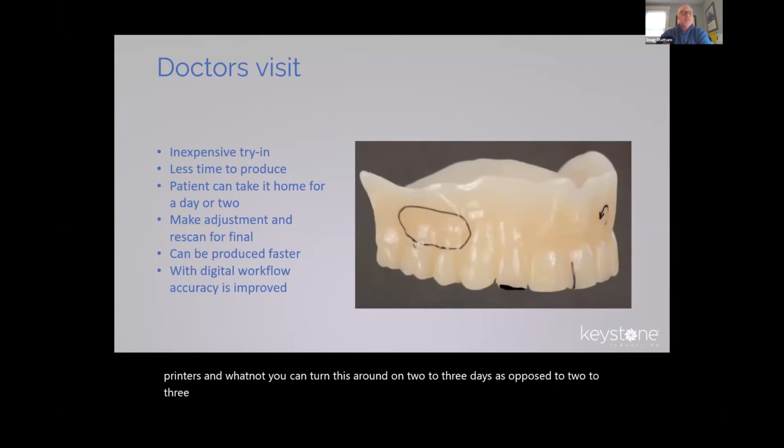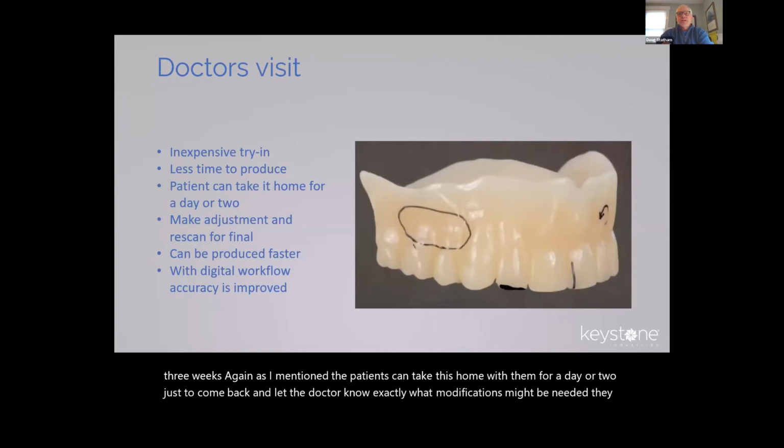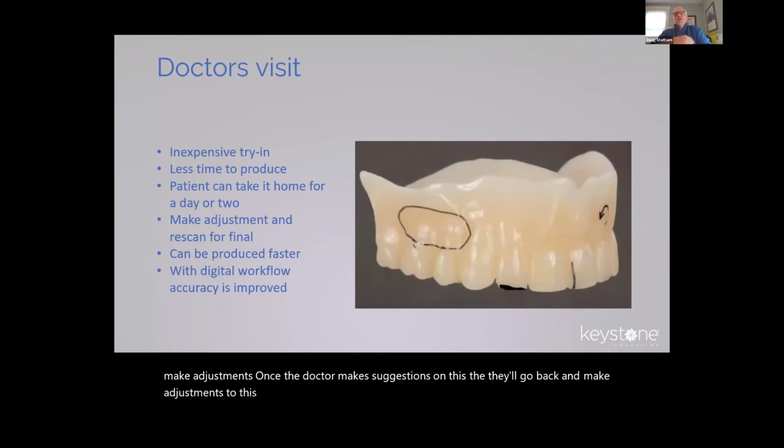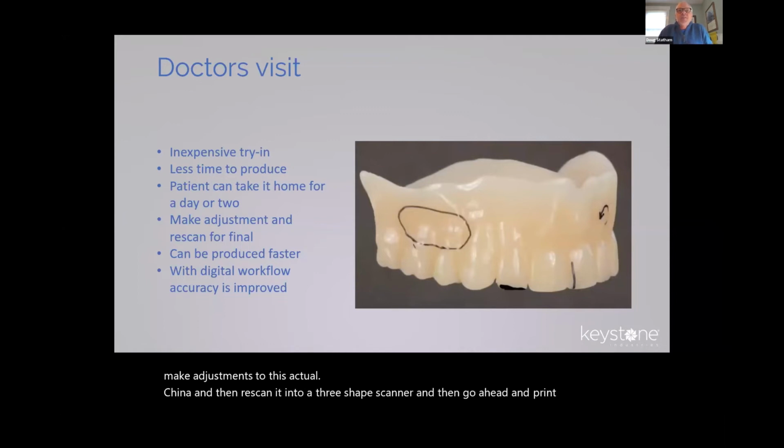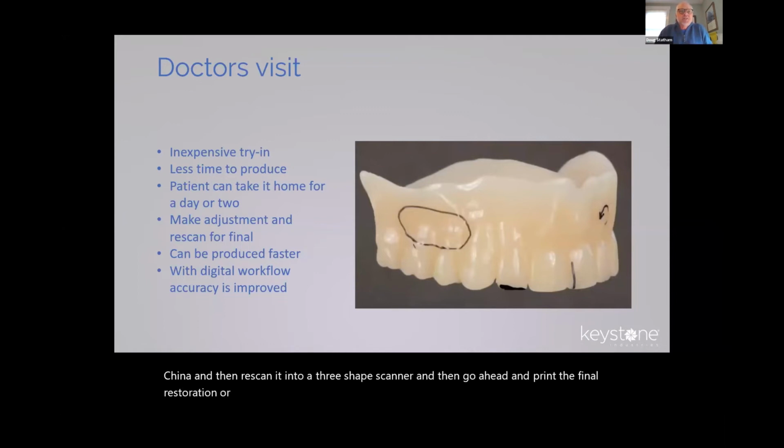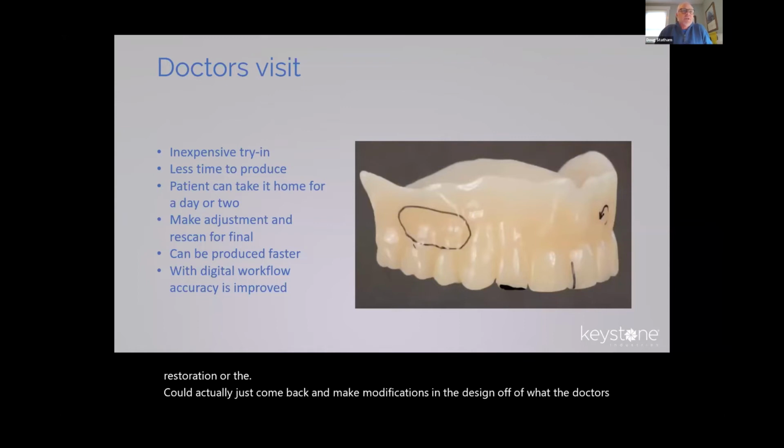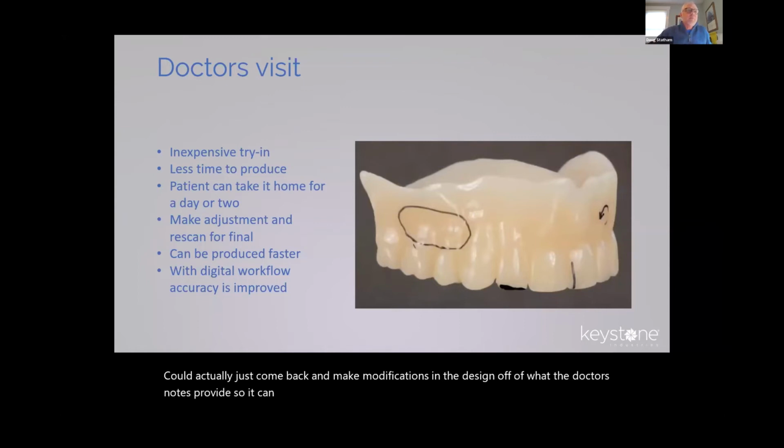Again, as I mentioned, the patients can take this home with them for a day or two just to come back and let the doctor know exactly what modifications might be needed. They make adjustments once the doctor makes suggestions on this. They'll go back and make adjustments to this actual try-in and then rescan it into a 3Shape scanner and then go ahead and print the final restoration. Or they could actually just come back and make modifications in the design off of what the doctor's notes provide. So it can be produced faster.